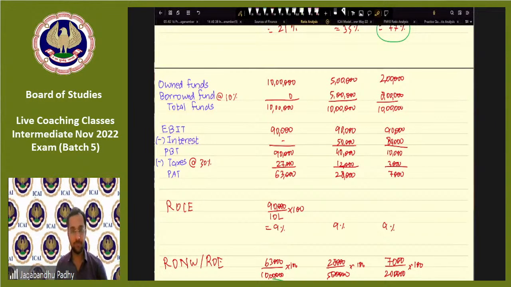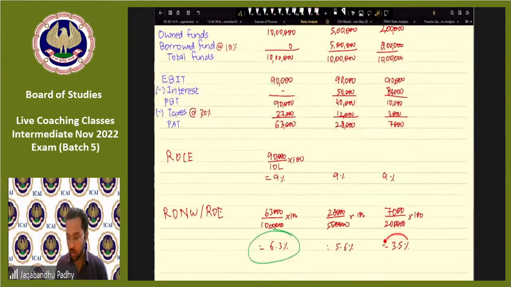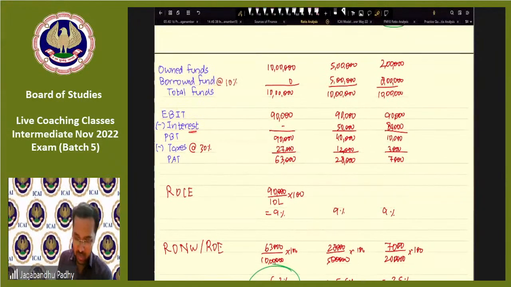Obviously, there is a gap because you have to pay 10%, but you're getting 9%. Your returns will go down. If you take a loan, your returns will go down, right? And remember, this interest is a fixed cost that we have, right? That fixed cost needs to be borne, and for that you need to have a sufficient level of EBIT.